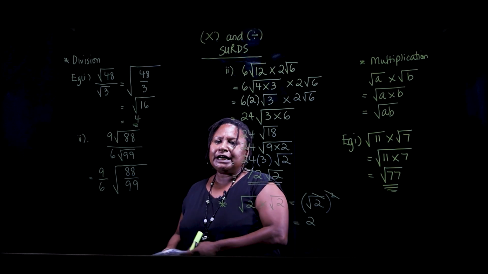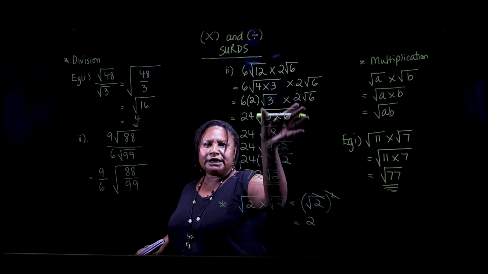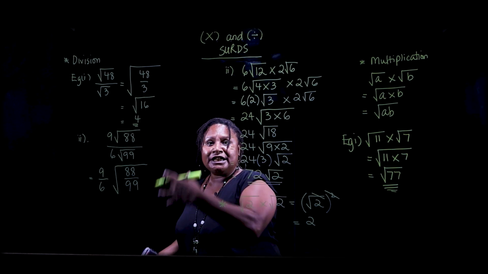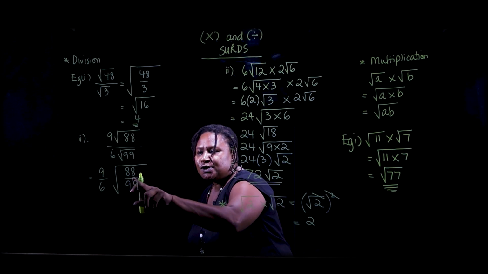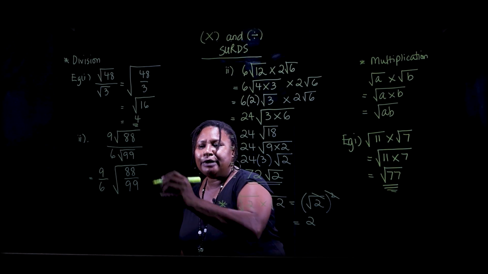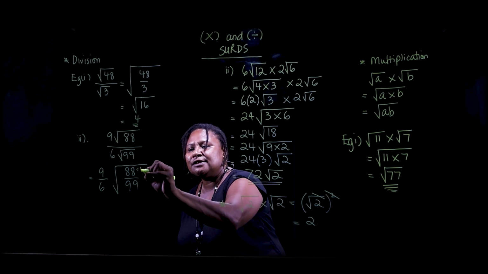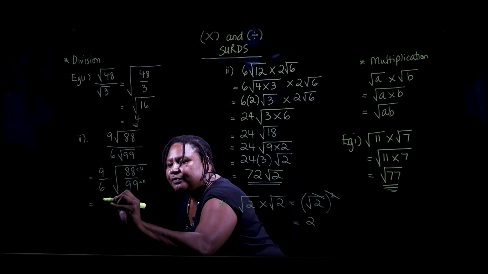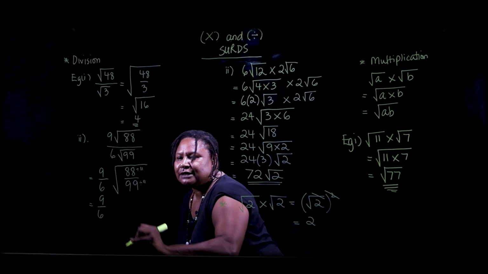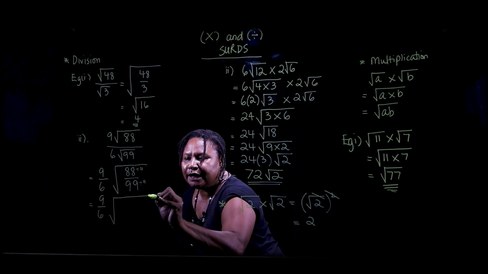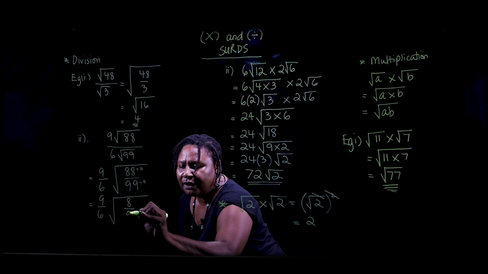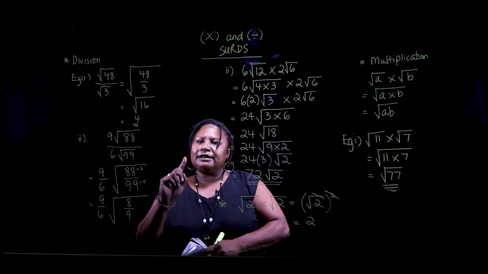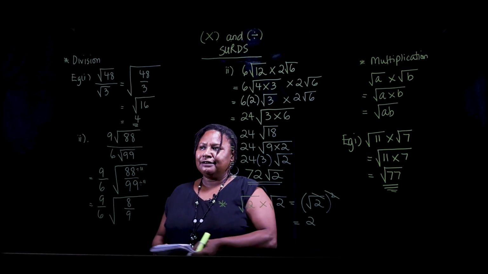Now, when I say simplify here, I don't mean simplify like what we did earlier. We are simplifying the number, bringing it down to its lowest terms. So 88 and 99 can be divided by 11. Let's just write that here so we don't get confused. So we have 9 over 6, and under the radical sign, we have 8 over 9. So 88 divided by 11 will give us 8, and 99 divided by 11 will give us 9.